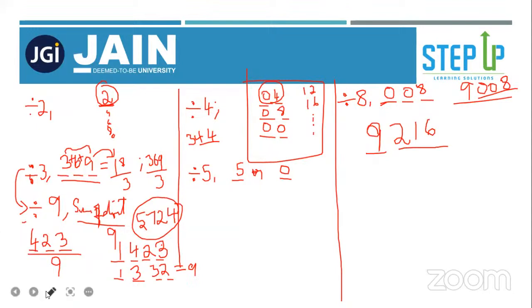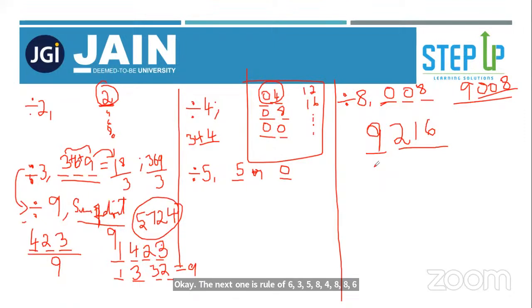Okay. The next one is rule of 6. 3, 5, 8, 4, 8 plus 8, 16, 16 plus 4 is 20, 27. Yes. Kurumfashi Jackson, that's right. Your answer is right. It is divisible by 9.